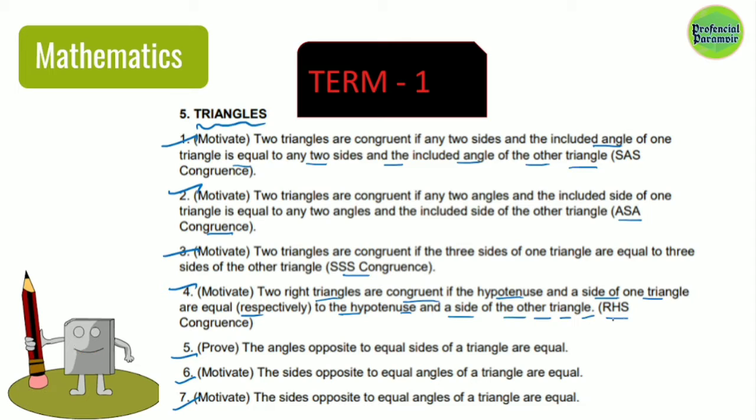We are having RHS congruence. To prove the angles opposite to equal sides of a triangle are equal, the sides opposite to equal angles of a triangle are equal. So these are the topics which are going to come from the chapter triangles.